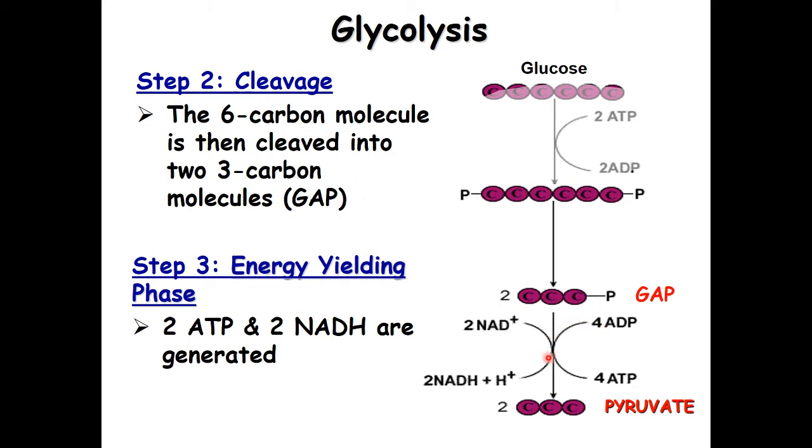At the last step, you start getting the energy back, because the phosphate here will transfer back onto ADP to make ATP. You go from GAP to pyruvate, and you spend 2 ATP in the beginning, but you end up making 4. So in glycolysis, your net gain is 2 ATP, 2 NADH, and 2 pyruvate.